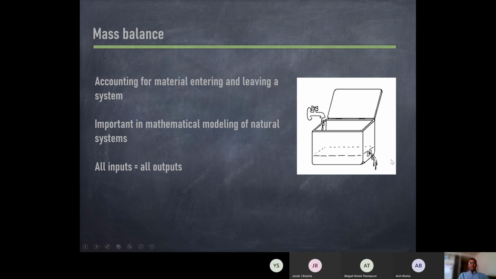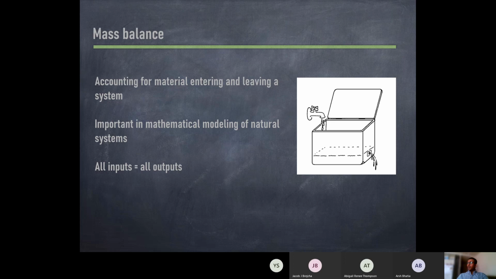But if there is more water coming in and less water going out, there will be a change of storage in the system as well, right? So mass balance, as I said, is very important in mathematical modeling of natural systems. So any questions regarding mass balance? You may have done mass balance equations for your chemistry class in high school or in college. So this is something similar. All of your inputs should be equal to all of your outputs. If not, there will be a change in storage in the natural system, like the one that I'm showing here.